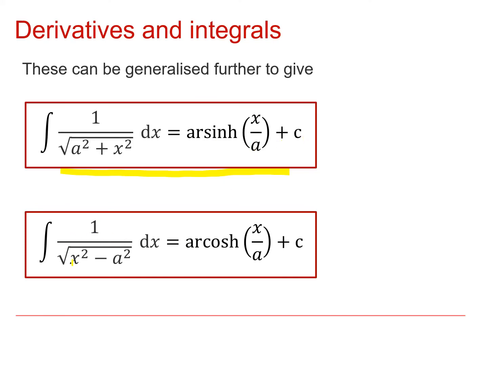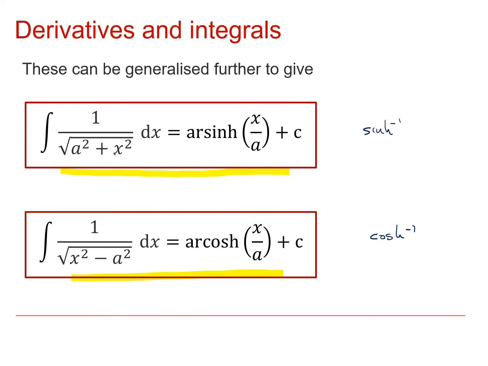And the integral of 1 over root x squared minus a squared is arcosh x over a, again, plus a constant. Now, remember that these are in your formula book, and you can quote the results. And also remember that you may see arsinh x as sinh to the minus 1 and arcosh x as cosh to the minus 1, depending on the resources you're looking at. Both of these results are really useful to extend the range of functions that we can integrate, and we'll look at these in the next video.